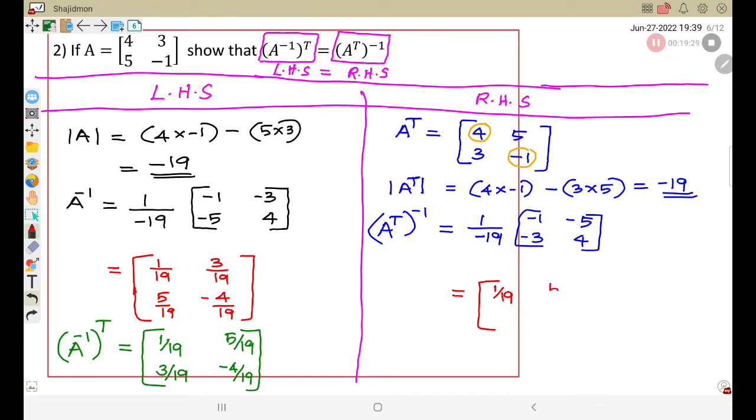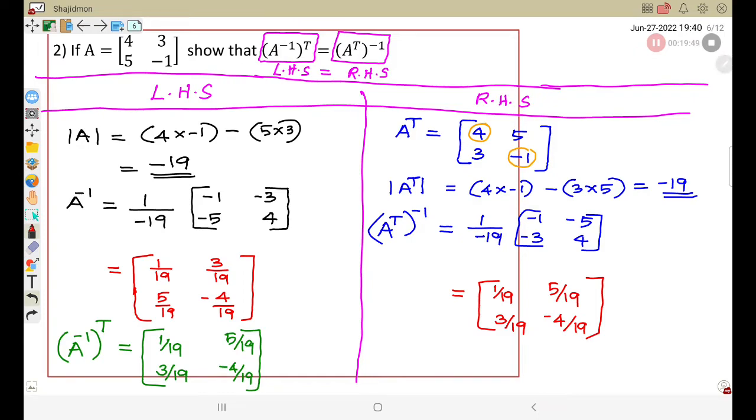Second one 5 over 19, correct? Minus will cancel. Then 3 over 19, minus will cancel there. Then minus 4 over 19. I hope you understood how we are getting this, just multiplying the outside number to the inside. Okay, so we got the right hand side also now.